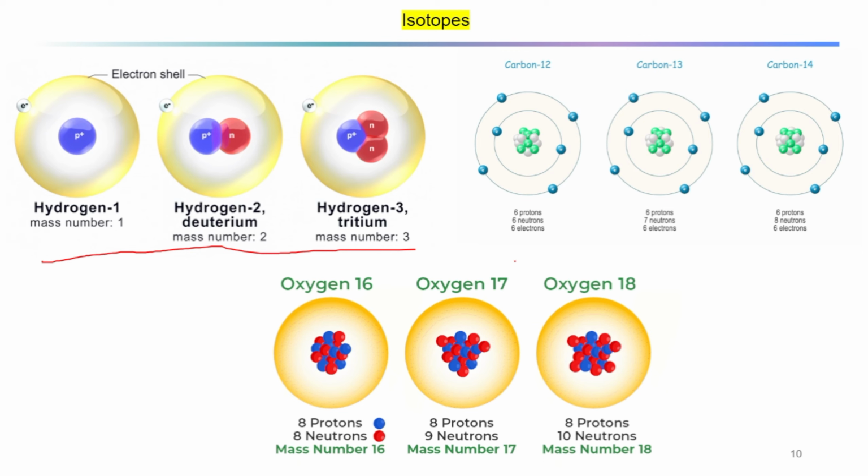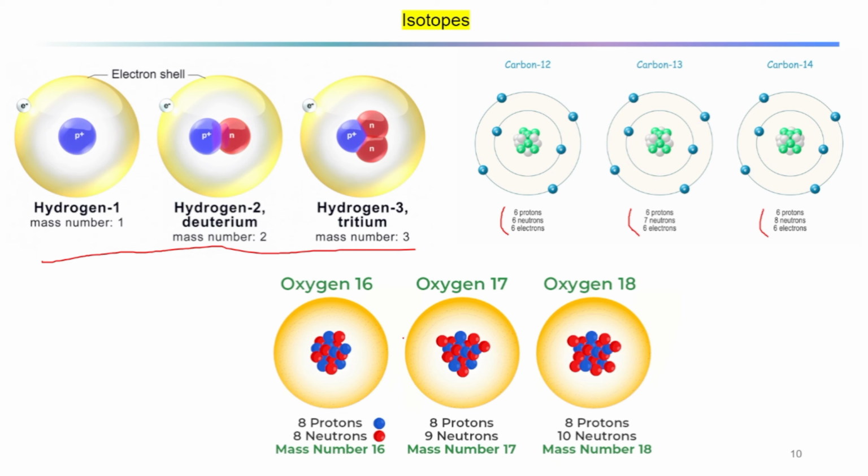Now in case of carbon, we have carbon 12, carbon 13 and carbon 14. So if you see carbon 12, we have 6 protons and 6 neutrons. In case of carbon 13, we have 6 protons and 7 neutrons. And in case of carbon 14, we have 6 protons and 8 neutrons.